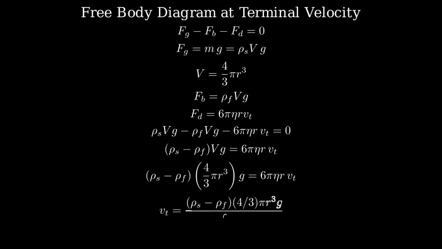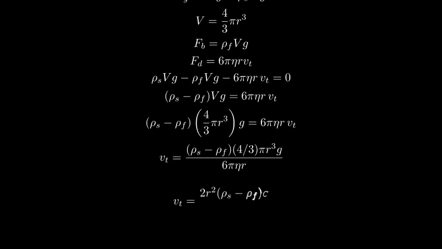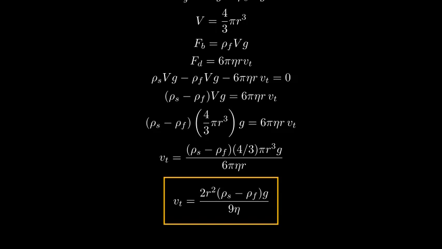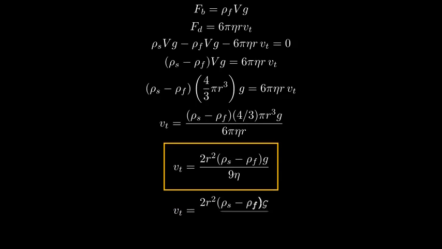Solving for v_t, we get v_t equals the quantity (rho_s minus rho_f) times 4/3 pi r cubed times g, divided by 6 pi eta r. Simplifying this expression, we get our final formula: v_t equals 2 r squared times (rho_s minus rho_f) times g divided by 9 eta. Let's understand what this formula tells us.